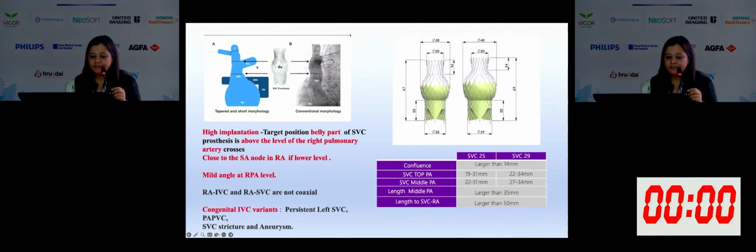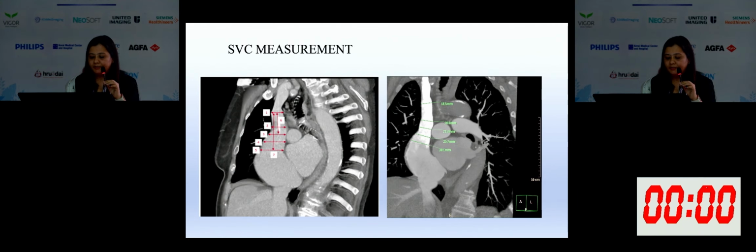These are the valves which have to sit in the SVC. The important point is the belly of the valve has to fit above the level of the pulmonary crossing of the SVC. This is a very important point to know because all your measurements are based on this. You want to land it as high as possible and not jetting into the RA. And there is an angulation, I'll come to that. Ruling out all congenital IVC and SVC anomalies is very important in cases of TricValve. If there is a left-sided SVC or a PAPVC, mention of that is very important.